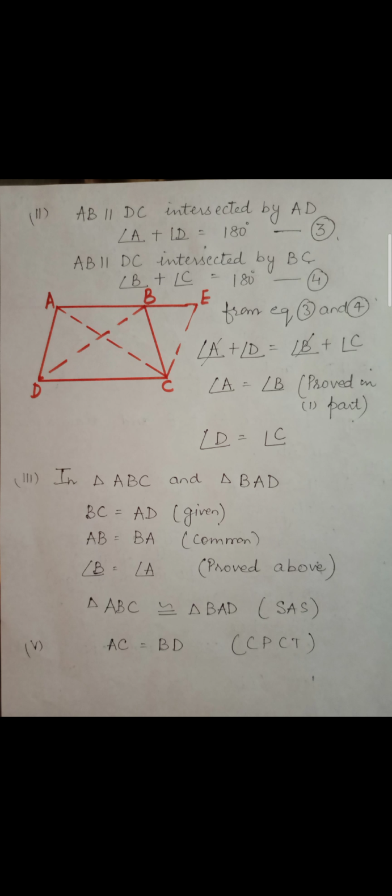Now we have to prove the third part, triangle ABC congruent to triangle BAD. So here BC is equal to AD, it is given. AB equal to BA common, and angle A is equal to angle B, we have proved in the first part. So triangle BAD is congruent to triangle ABC by SAS. AD is the side, angle A and AB is the common. So by SAS we are taking triangles are congruent. If triangles are congruent, then AC is equal to BD. Hence proved.